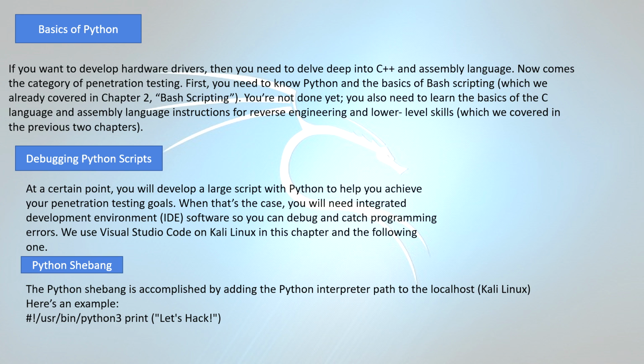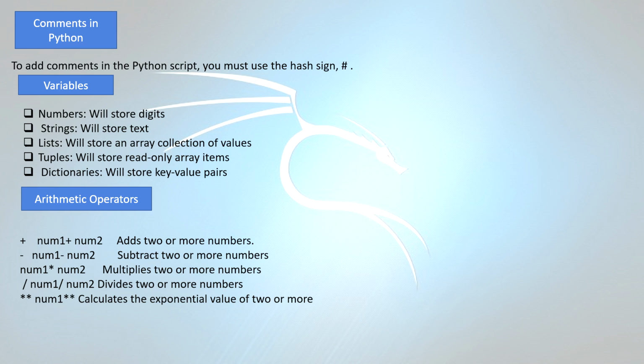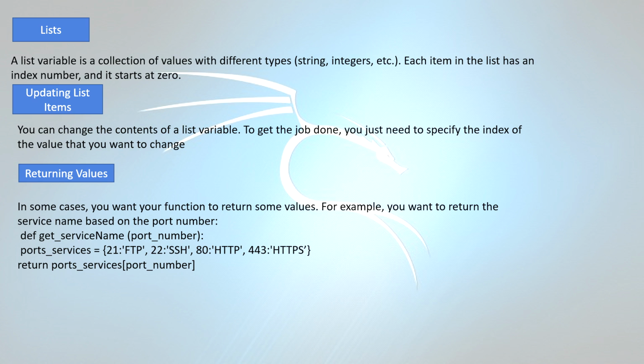You get the needed developer IDE. A common comment in Python is added with the hash. A number variable stores digits, a string stores text, a list stores an array collection, and a dictionary stores key-value pairs. Next, a list is a variable collection. Each list has index numbers starting from 0. You can change the content of the list variable; you just need the index.